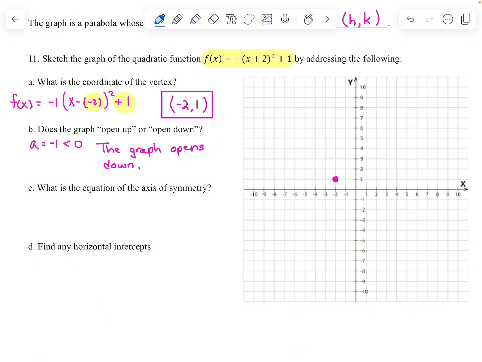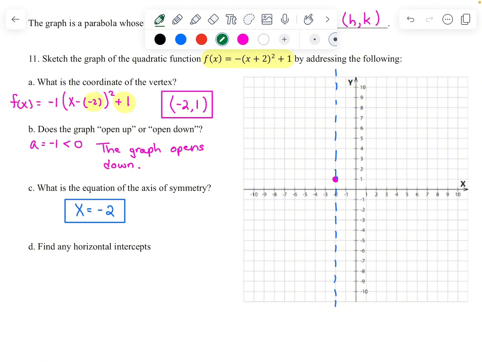Part C, what is the equation of the axis of symmetry? The equation of the axis of symmetry is going to be the x-coordinate of the vertex. So in this case, x is equal to -2 is the equation of the axis of symmetry. Now I'm going to place a dashed vertical line through the vertex. This vertical line is not part of the graph.